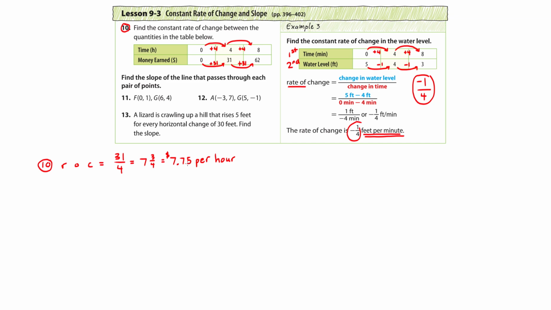It is a constant rate of pay the whole time. Let's take a look at number 11. Now let's look at 12. Since you can check your own answer on the 11, let's do number 12.